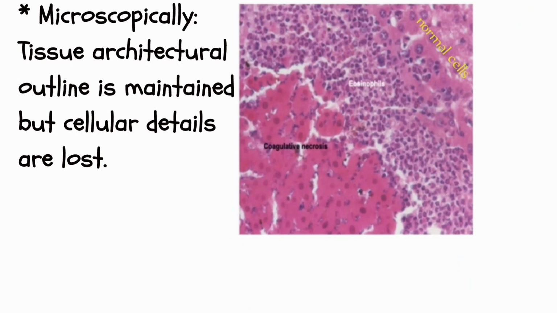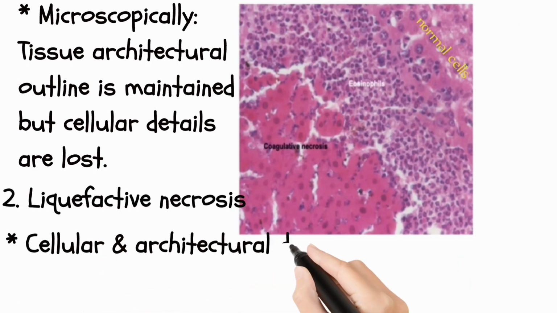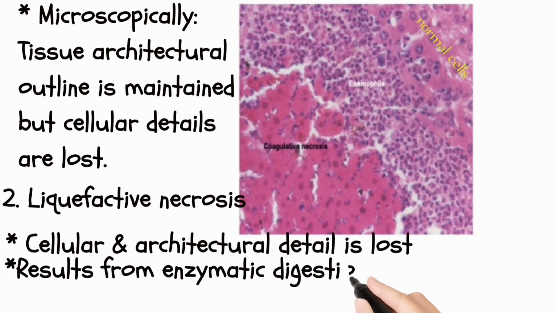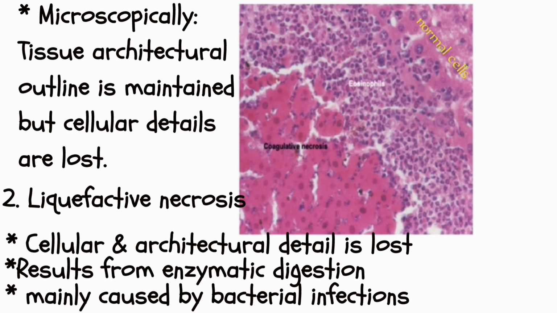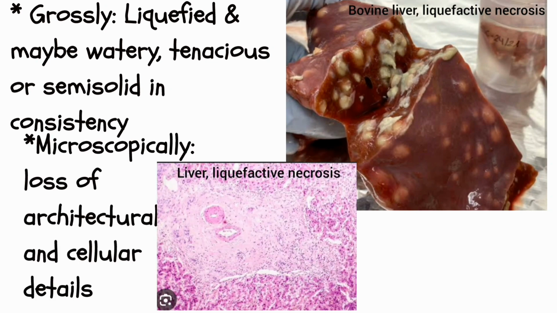The second type of necrosis we'll be talking about is liquefactive necrosis. It is characterized by the transformation of the tissue into a liquid mass in which cellular and architectural detail is lost. The cells are completely digested, and it results from the action of powerful lysosomal enzymes. So it is mainly caused by bacterial infections. Grossly, the necrotic area is liquefied and may be watery, tenacious, or semi-solid in consistency. Microscopically, no architectural or cellular detail is visible in the area of necrosis.